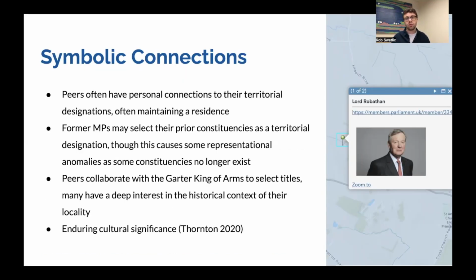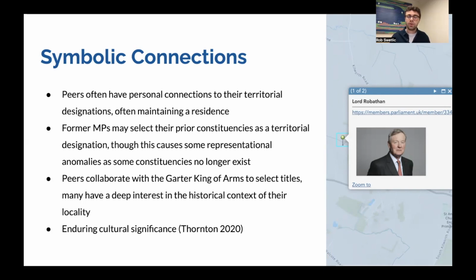Examining peers' territorial designations revealed many symbolic and personal connections to place. Peers often have a residence in the place where they are designated, or perhaps they lived in a place before. There are also many former MPs who select their prior constituencies as their territorial designation when they make the transition from the House of Commons to the House of Lords.